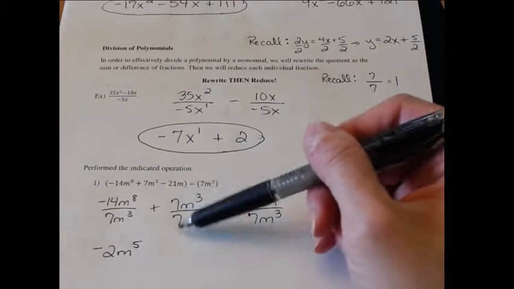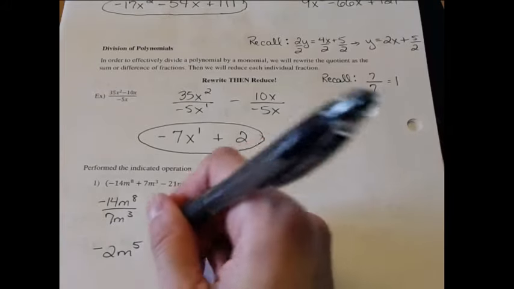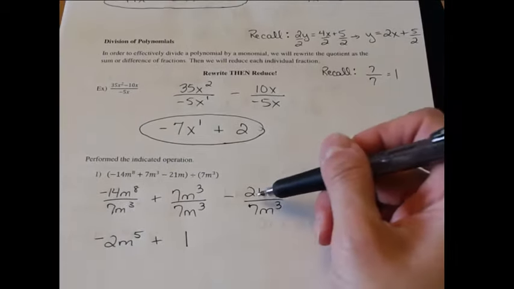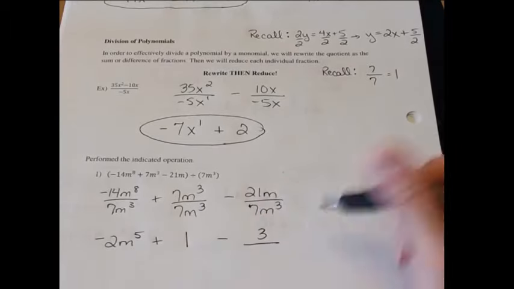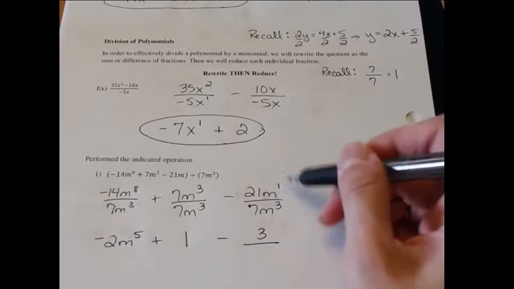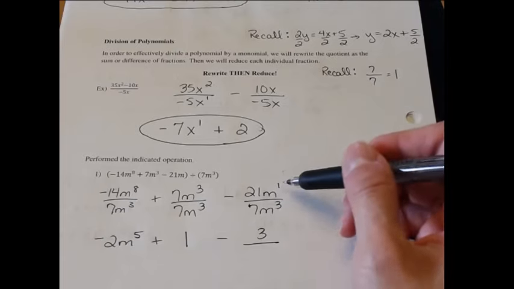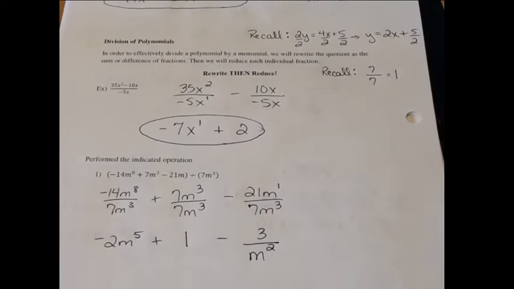7 divided by 7, well, that's a 1. M to the 3rd divided by m to the 3rd, well, that's a 1. And 1 times 1 is 1. For our last term, notice 21 divided by 7 is 3, so the 3 is left on top. And then notice it's m to the 1st in the numerator and m to the 3rd in the denominator. So because we have more m's in the denominator than the numerator, 3 minus 1 is 2, and you're left with m squared in the denominator. And that's your answer. You're done.